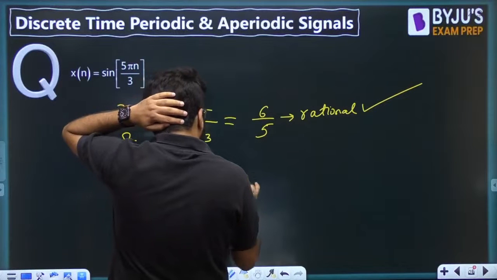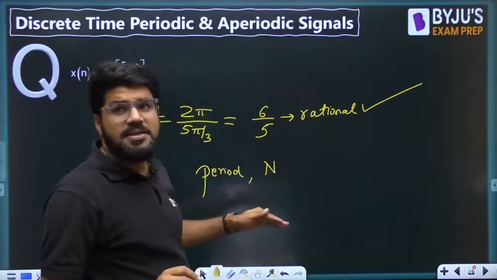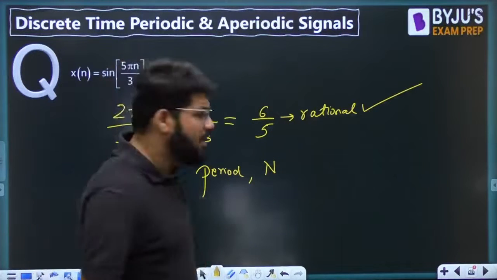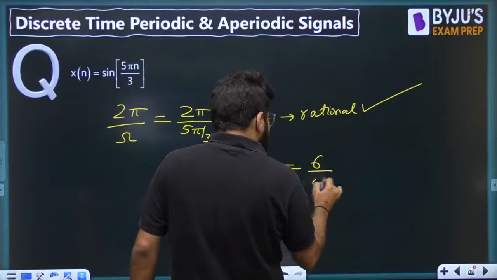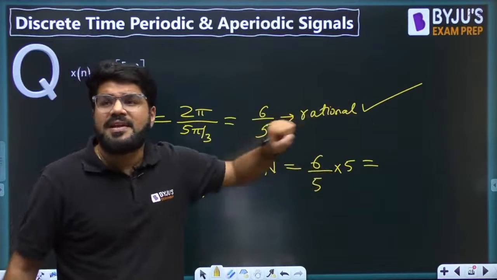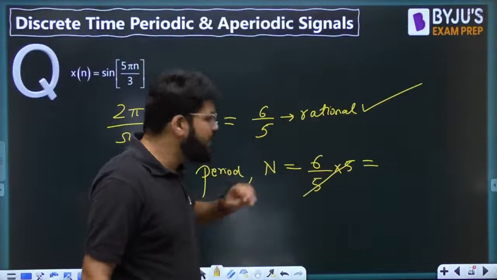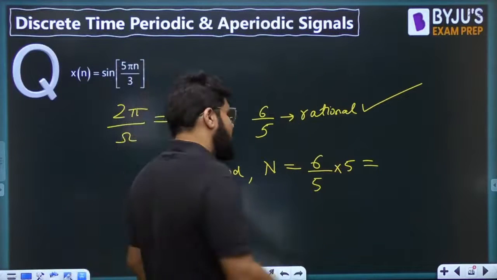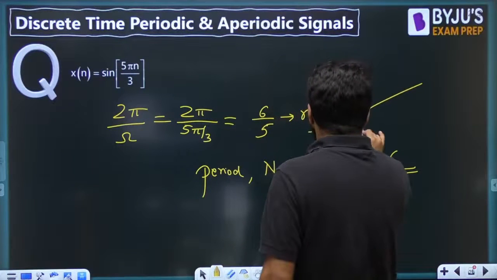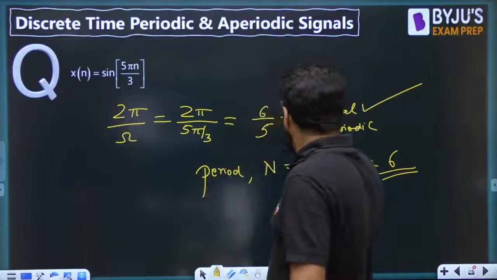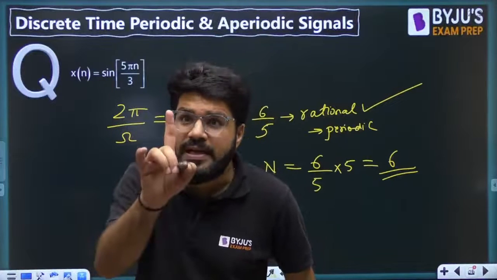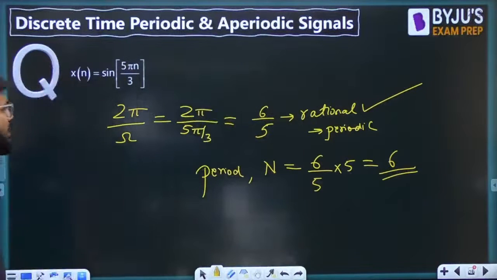Logically, think. It is a ratio of two integers, so multiply by the denominator number so that the denominator will cancel and you will get an integer. So the time period is 6 by 5 multiplied by k, any integer, so that the result is an integer. You keep k equal to the denominator so that you get cancellation. So time period is 6. The signal is periodic. But please don't say that the period is 6 by 5, that is wrong. 1.2 cannot be the period of a discrete time signal. Okay? Let's move ahead.